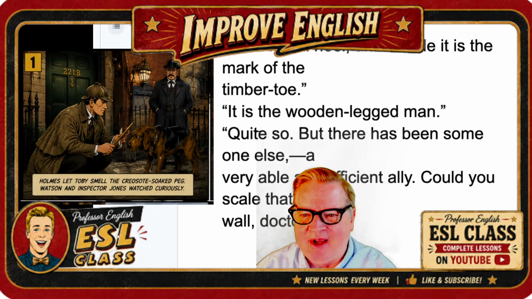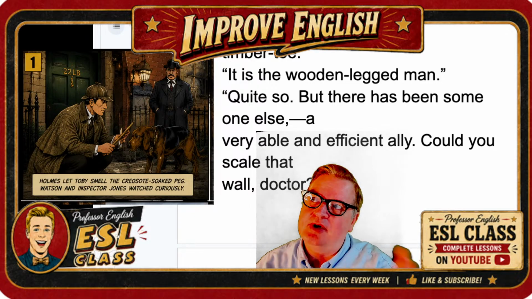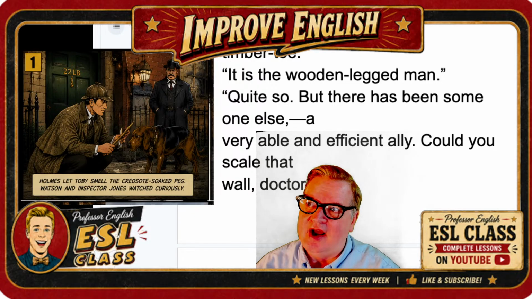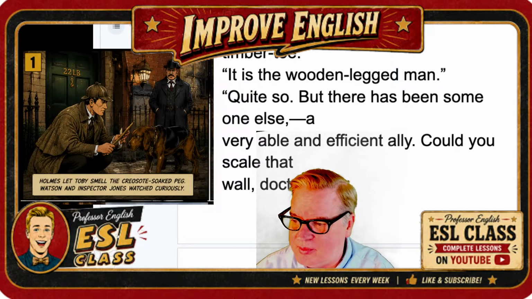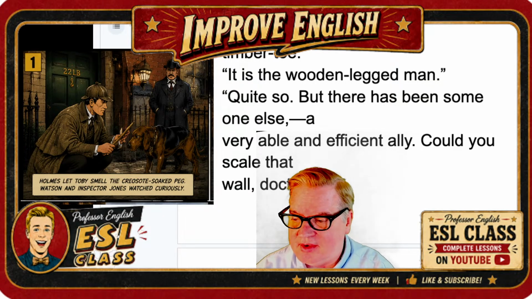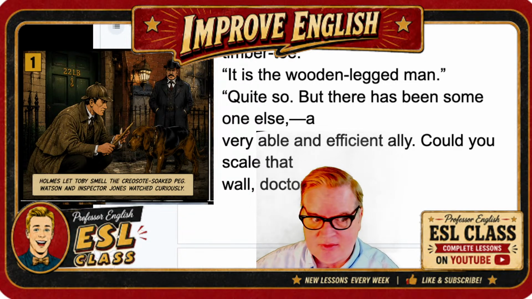It is the wooden-legged man. Quite so. But there has been someone else. Remember in a previous chapter, the father who died had a really strange fear of men with wooden legs. And one time, somebody with a wooden leg, just a stranger, came to the door looking for, I don't remember what, and the father viciously attacked him. And he had to compensate. He had to pay money to this poor man who wasn't doing anything, because of the father's irrational fear of people with wooden legs. But now they're seeing that somebody with a wooden leg killed the son.